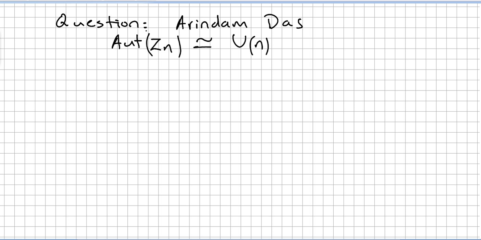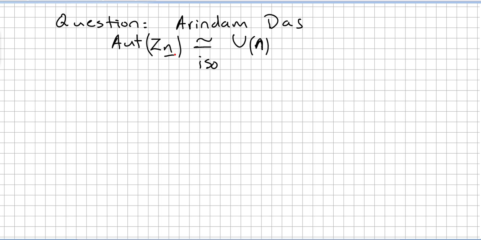So this video will be an answer to a question from a friend of mine from India, Arindam Das. So Arindam asks to prove that the automorphism group of Zn is isomorphic to the group of units of n.